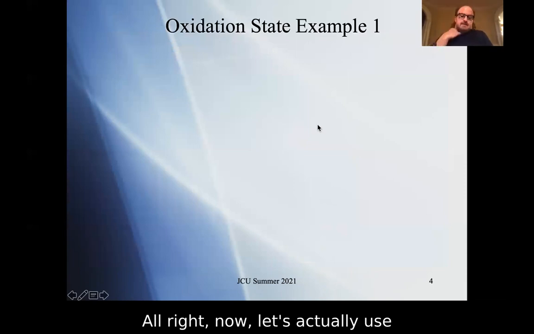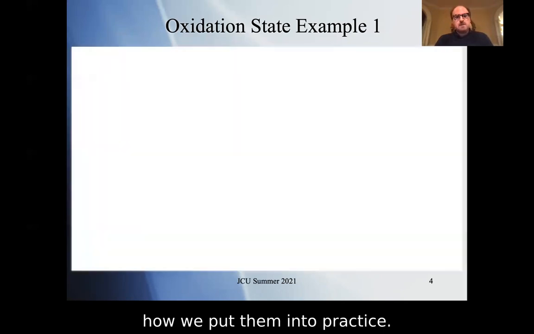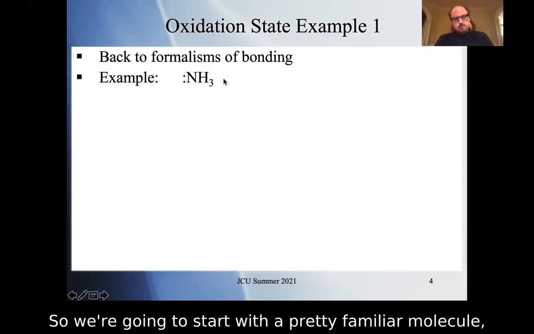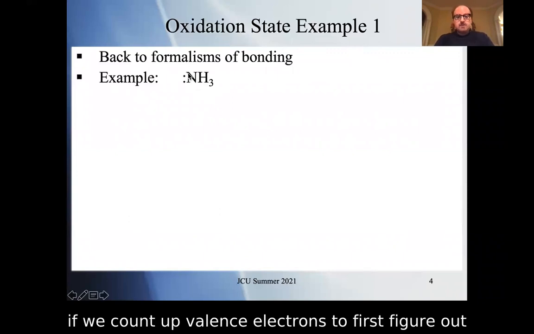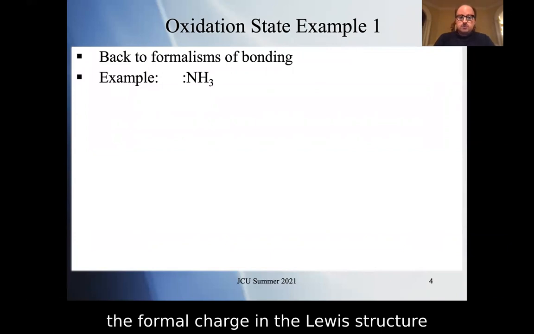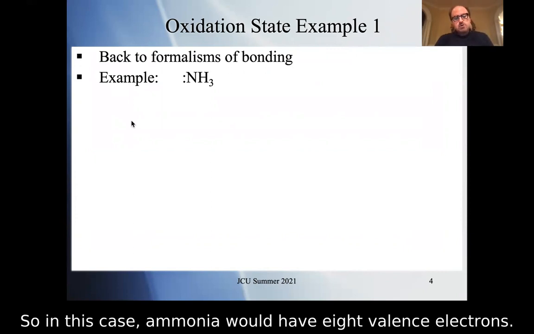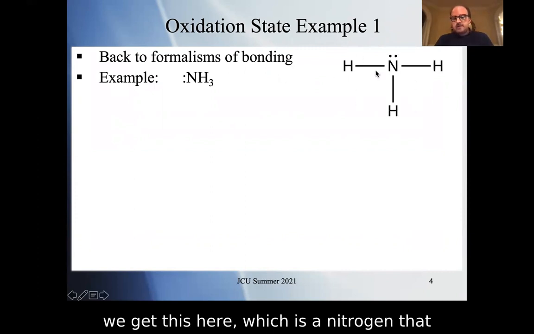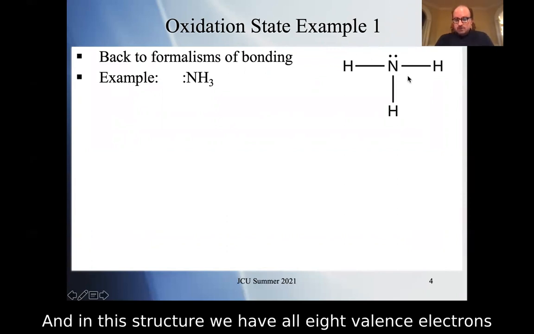All right, now let's actually use these in a couple of examples to show how we put them into practice. So we're going to start with a pretty familiar molecule, ammonia. In this case, if we count up valence electrons to first figure out the formal charge in the Lewis structure as a way of comparing formal charge to oxidation state, ammonia would have 8 valence electrons. When we go through and come up with that Lewis structure, we get this here, which is a nitrogen that has 3 single bonds and a lone pair, right? And in this structure, we have all 8 valence electrons represented.